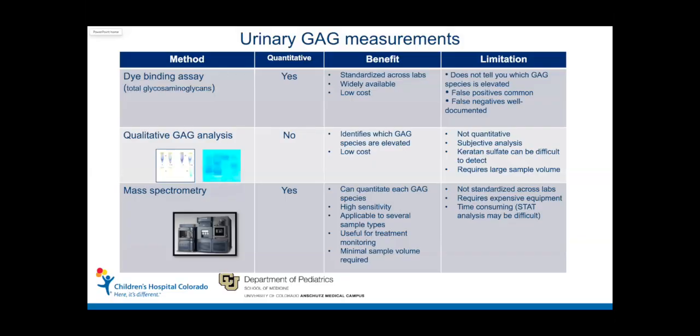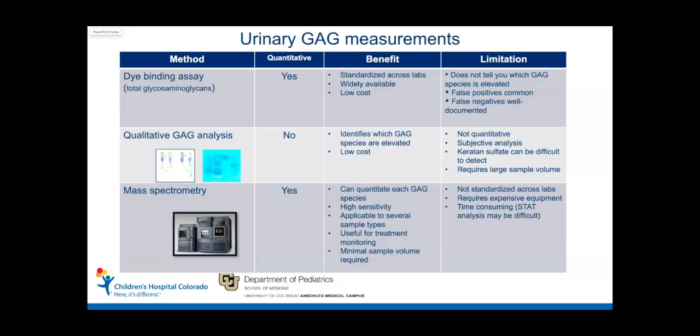They either used a dye binding assay, what's called a total GAG assay, or you might see it in the patient's chart as a DMB assay because that's the dye that was used. It was a quantitative assay. It was standardized across labs. It was widely available. It was low cost, all things that we like. The limitation was that quantitatively, it didn't tell you which GAG species was elevated, and the dye did have some non-specific binding, so false positives, I don't know if I should say they are common, but they did occur, and false negatives, unfortunately, were pretty well documented.